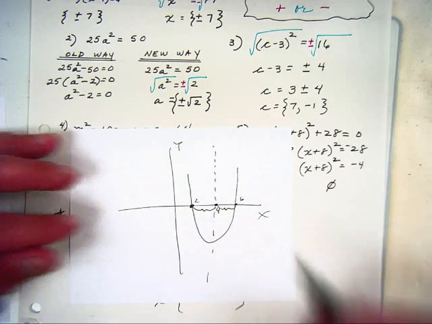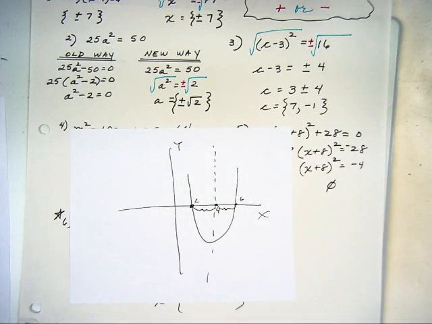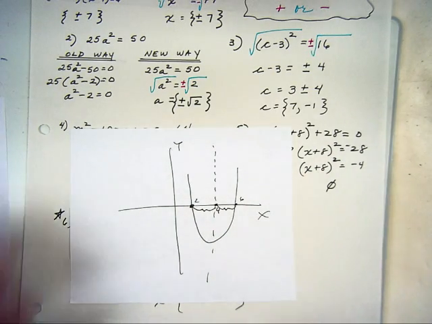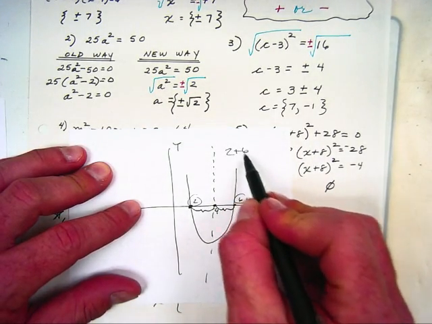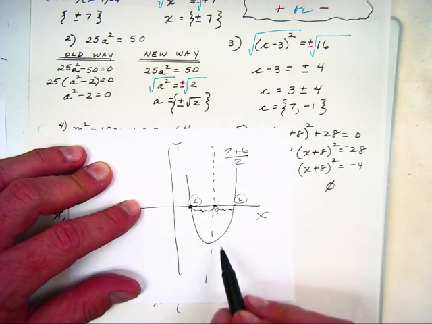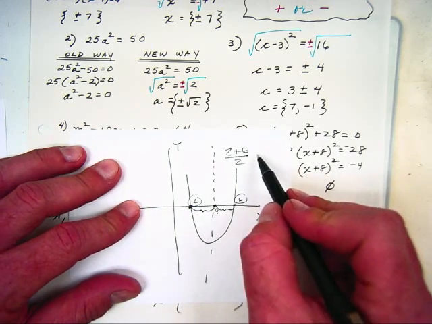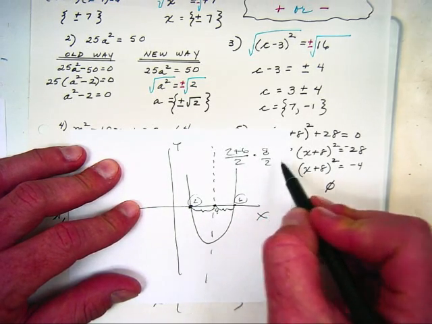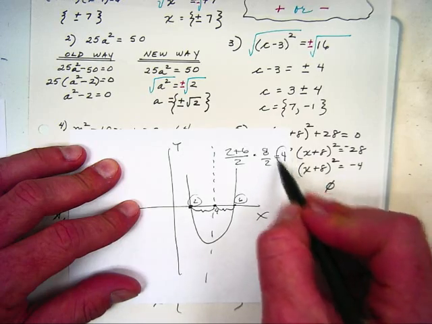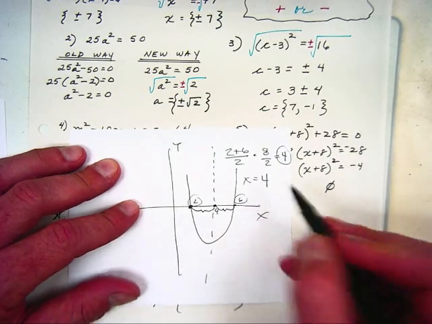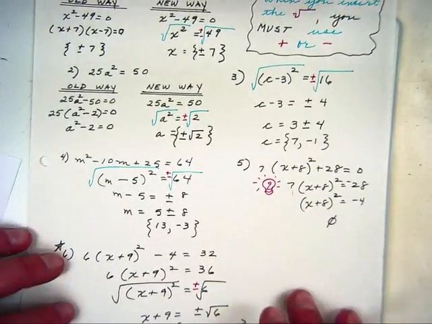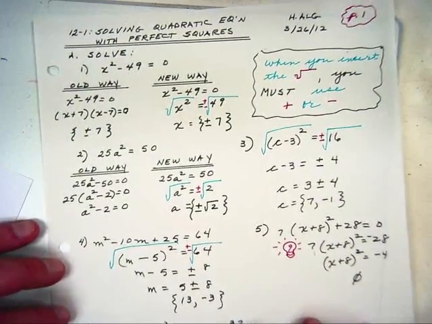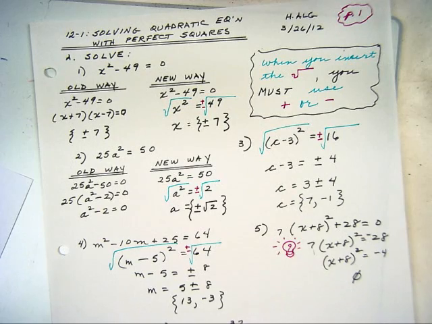So if you know the roots or the solutions of a quadratic, you can find the axis of symmetry just literally by taking the average. You do 2 plus 6 divided by 2. So you're taking the average of 2 and 6. It's going to be 8 over 2, which equals 4. So the axis of symmetry is x equals 4. This is another way to get the axis of symmetry for a parabola. That's lesson 12.1 though, Miss Katz's notes for solving quadratic equations with perfect squares.